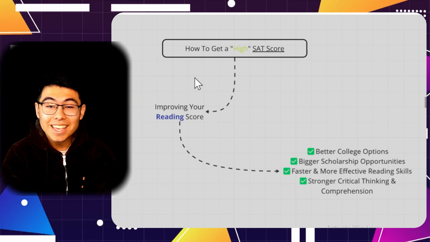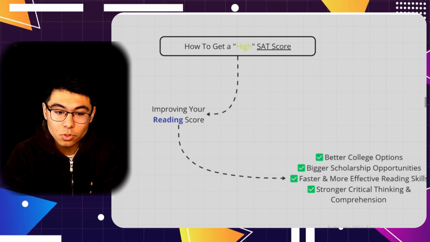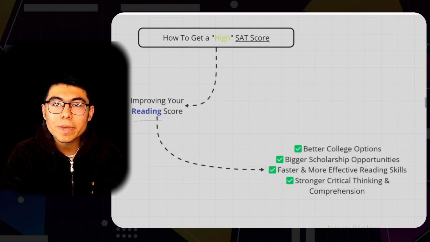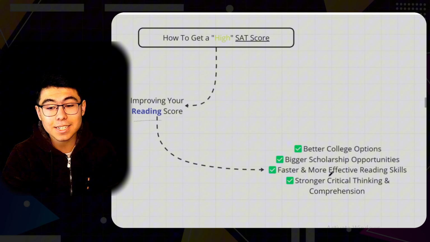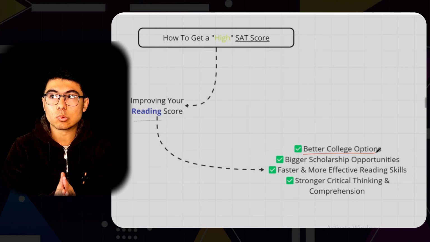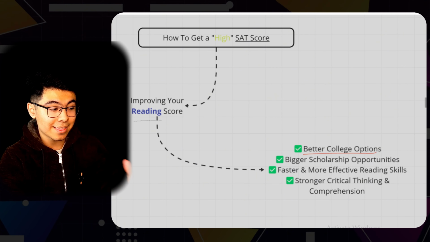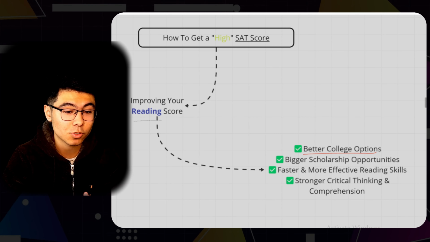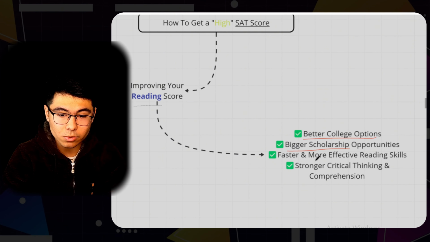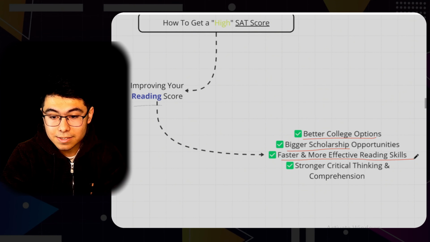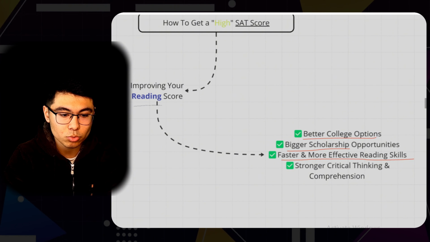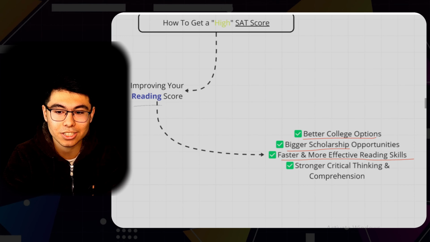For you to get a high SAT score, you definitely need to improve your reading score. And improving your reading score leads to so many opportunities, like higher total SAT score equals better college options. A strong SAT reading score can really boost your overall SAT performance, and that will make you a stronger applicant than so many students. And you can also get bigger scholarship opportunities. And you can also improve your reading skills, understand faster, and be way more effective when you're reading and processing complex information.